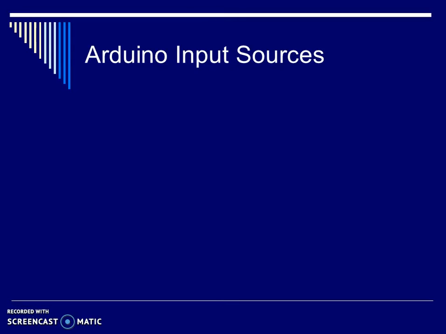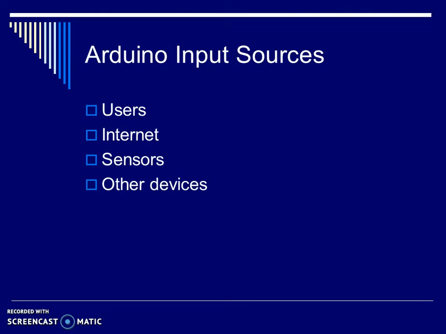But we can have far more sophisticated sensing processes than just a switch. So yes, we can have users interact with the device in many different ways. We can interact with the internet. But particularly interesting is this idea of interacting with sensors. Other devices are available, and we'll talk about a few of these as well.